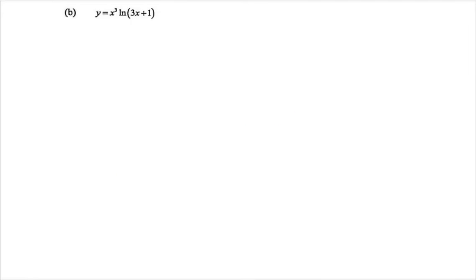Kindly refer to B. So here we have two products. One is x cubed, another one is ln of 3x plus 1. Make use of the product rule. So we have y prime equals v u prime plus u v prime. Let's say here we have the u and here we have the v. So the dy/dx, let's start with the v. So here we have ln of 3x plus 1. If we differentiate the x cubed, automatically we will have 3x squared.